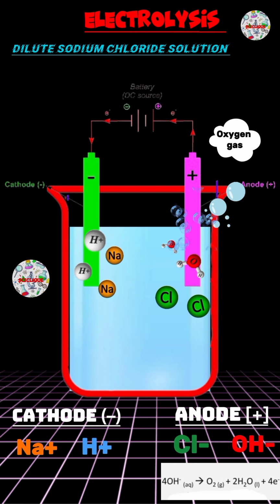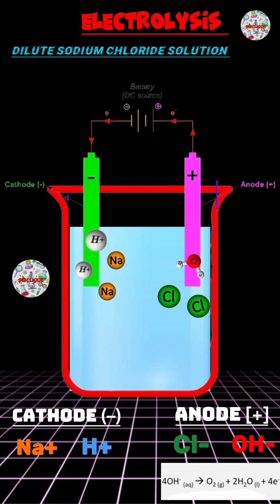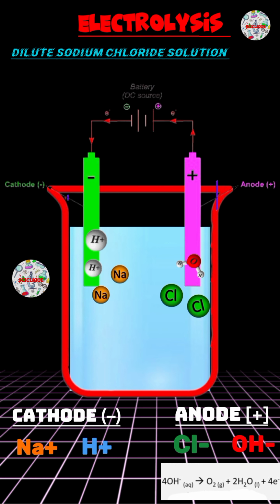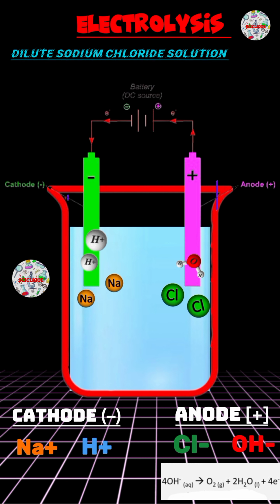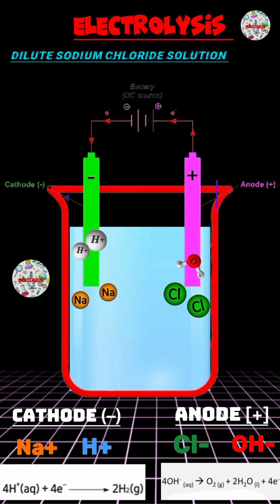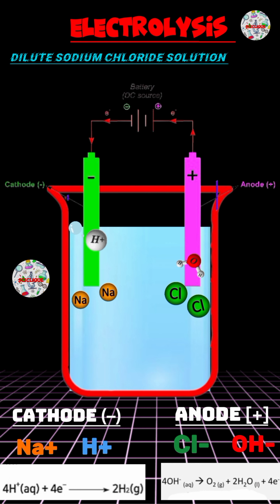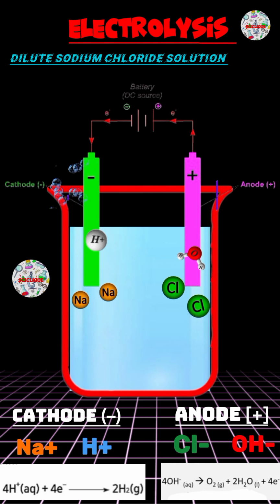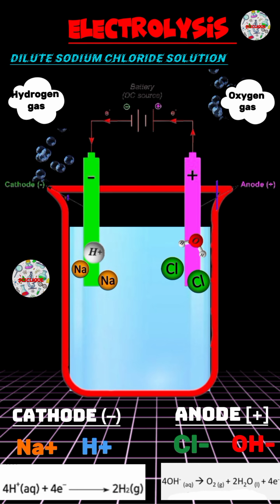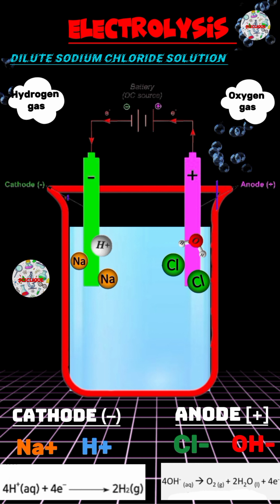Moving on to the cathode. At the cathode, we have sodium and hydrogen ions, but it's the hydrogen ions that are going to gain electrons. And the reason for this is because hydrogen ions have a greater tendency to gain electrons compared to sodium ions. And there we have it. Just a point of note, the number of electrons that are lost at the anode are the ones that are gained at the cathode, so they should always be balanced. And this is electrolysis of dilute sodium chloride, where we're going to have evolution of oxygen gas at the anode and evolution of hydrogen gas at the cathode. So essentially this is electrolysis of water, since both oxygen and hydrogen are constituents of water.